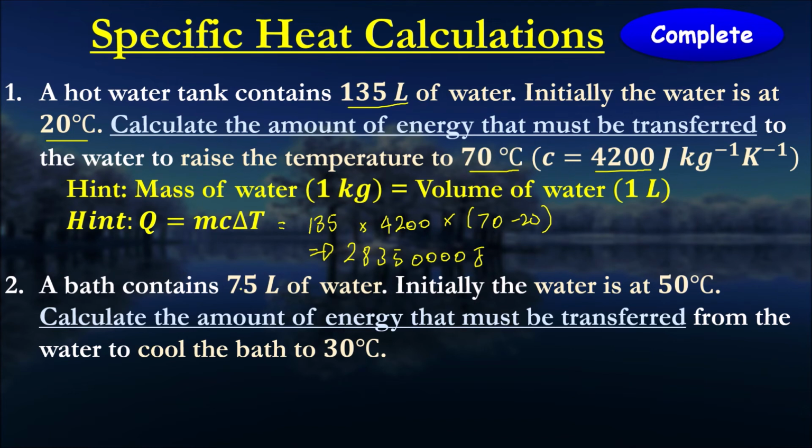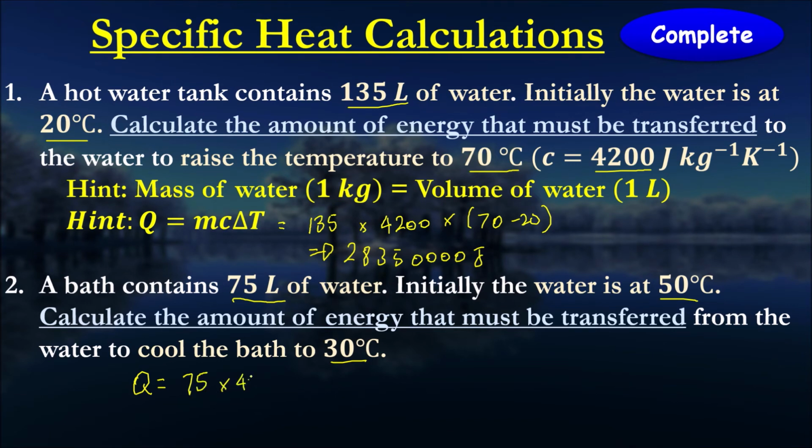And then in question 2, we said a bath has 75 liters of water. Initially the water is at 50 degrees. How much energy would have been transferred if the bath cooled to 30? So in this case, we've released energy, so we just account for that.